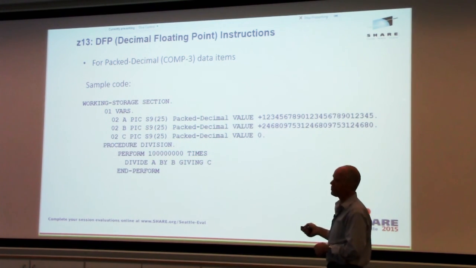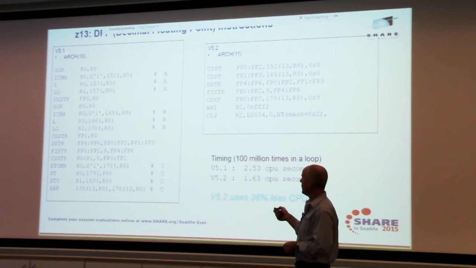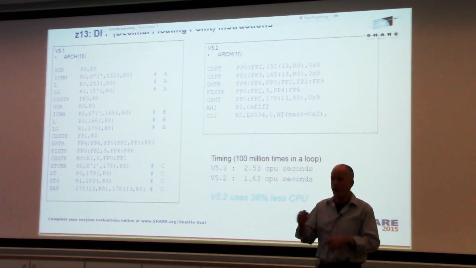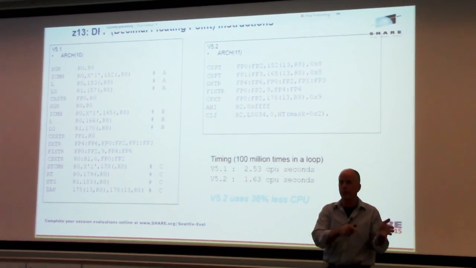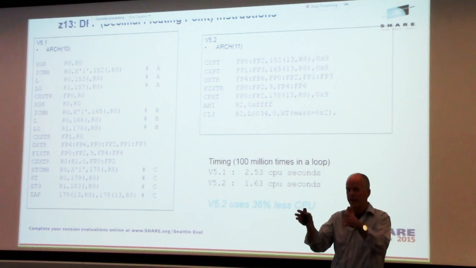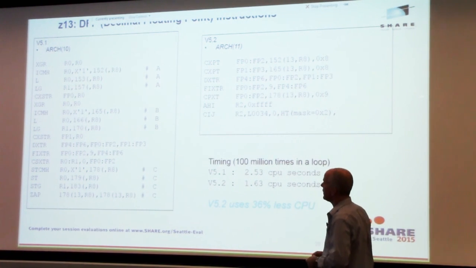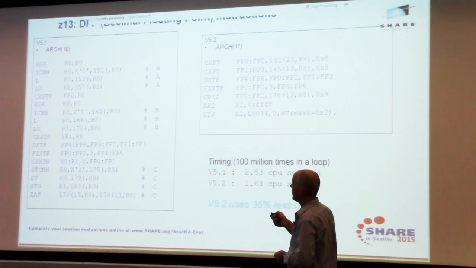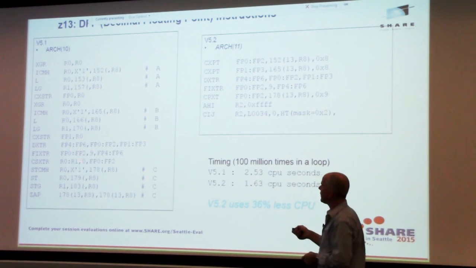So again, I'm doing 100 million times to be able to get a measure. In version 4, like I mentioned in the PO1 presentation, we bailed out and called the library routine because we had to do 9 digits at a time and paste the answer back together, and it was just too hard to do it in generated code. In Arch 10 version 5.1, we used the decimal floating point instructions to do the math.